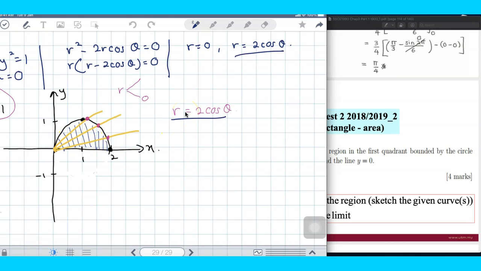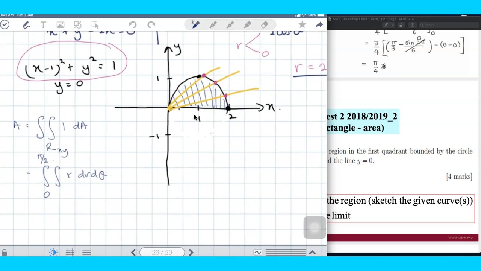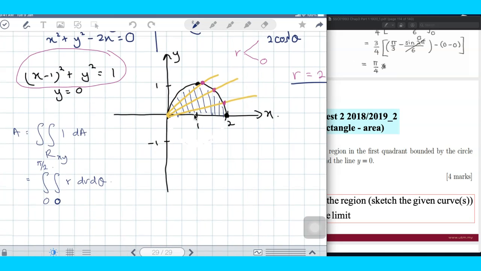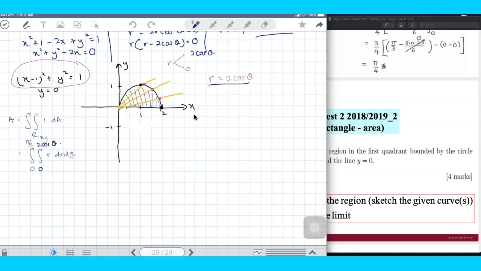If you remember the equation directly, you can use it, or if you don't remember, then you just convert using the formula from Cartesian to polar. So now we know that the upper bound of r is part of the circle. In polar, we have 2 cos theta. So now we substitute the limit r from 0 to 2 cos theta. Next, we can proceed to evaluate.